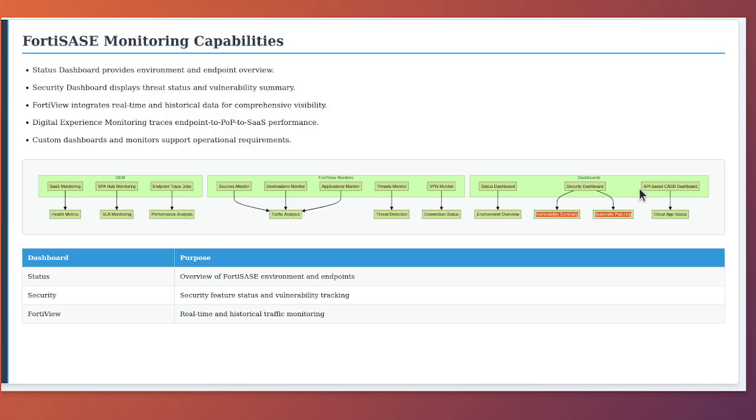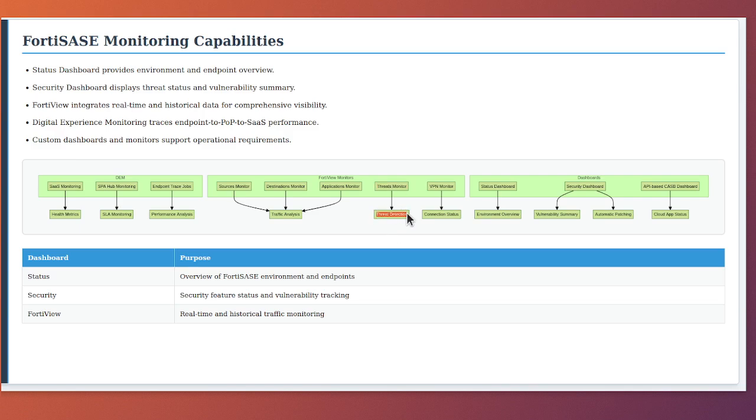FortiView provides a comprehensive monitoring system that integrates real-time and historical data into a single view. Multiple FortiView monitors are available, including sources, which displays traffic sources by volume. Edge devices shows edge device traffic patterns. Destinations tracks traffic destinations. Applications monitors application usage. Inline CASB detects cloud applications through application control. Websites tracks website access by session count. Policies shows policy usage. Sessions displays traffic sessions by source. VPN monitors tunnel connections by user. And threats displays detected threats with drill down capability.